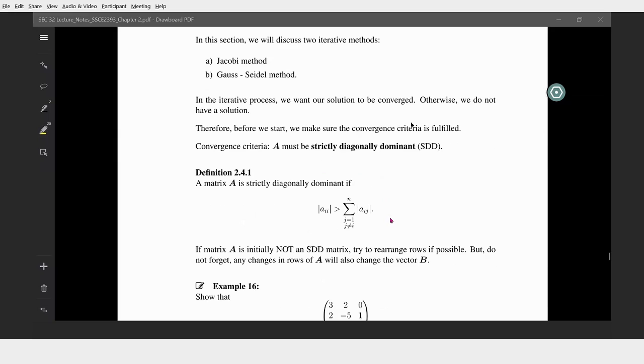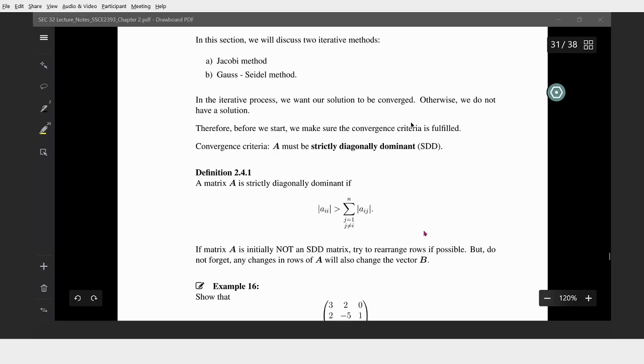This is the definition of SDD. A matrix A is strictly diagonally dominant if the absolute value of a_ii, the positive value of a_ii, is greater than the summation of the absolute values of a_ij. If we have a 3 by 3 system, for example, then a_ii refers to a11, a22, and a33. So a_ii is basically your main diagonal, and the main diagonal at each row should be greater than the summation.